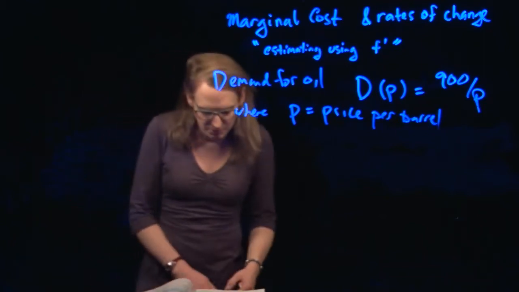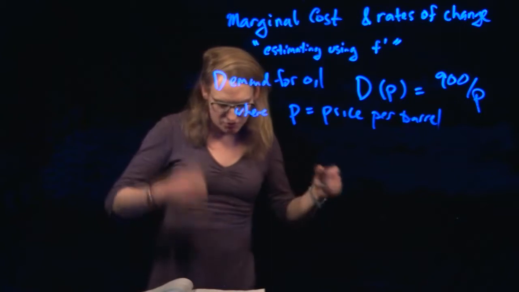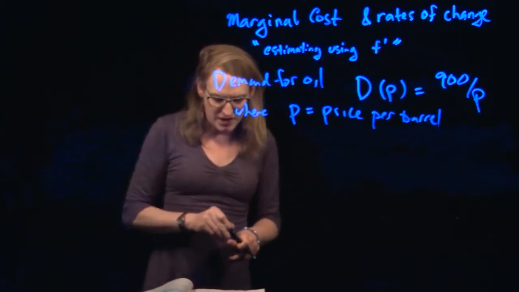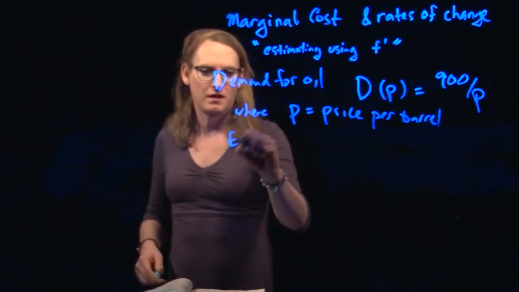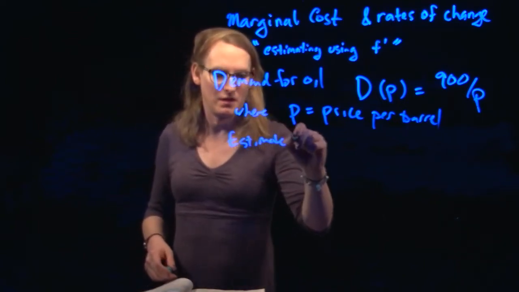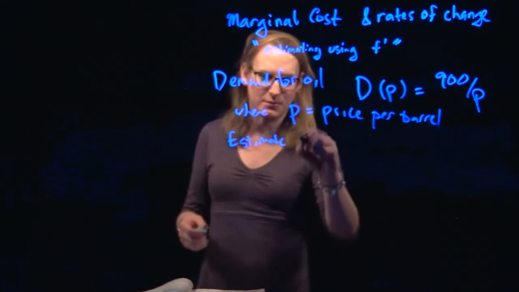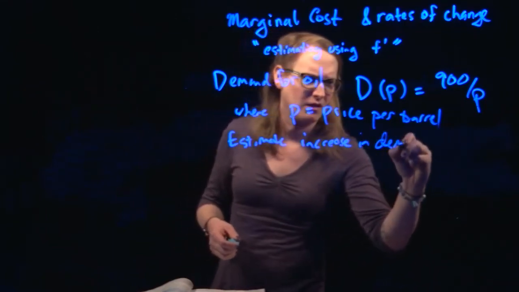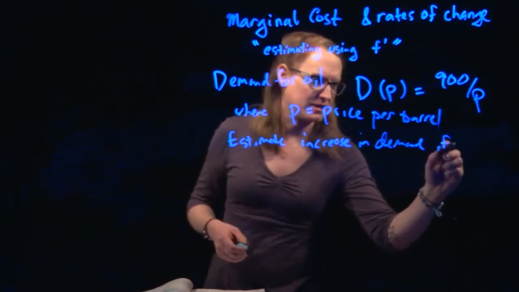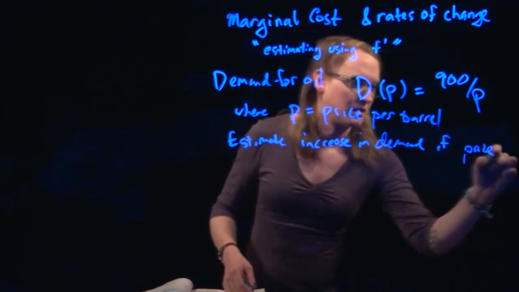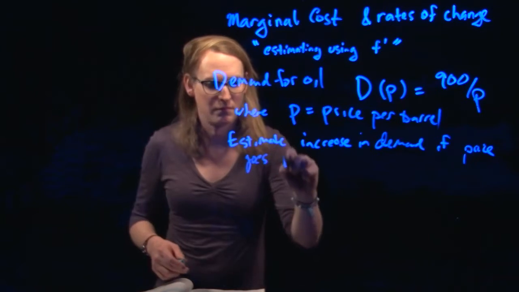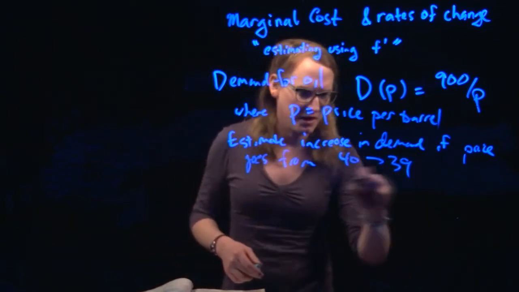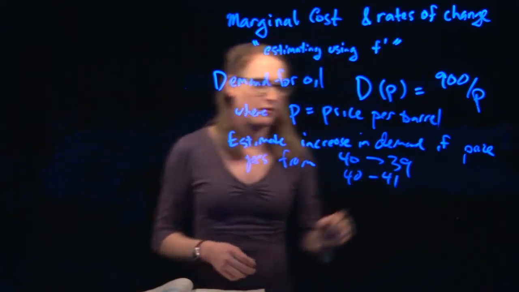So that's pretty reasonable. And we're going to find the demand when P is 40, and then we're going to estimate the increase in demand if the price goes from 40 to 39 or 40 to 41.